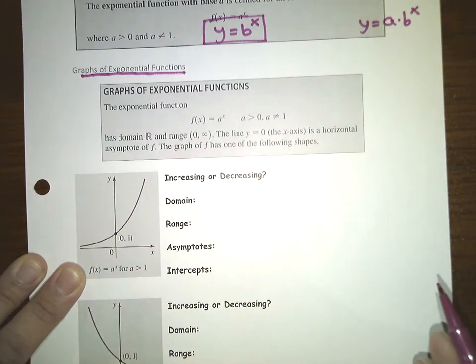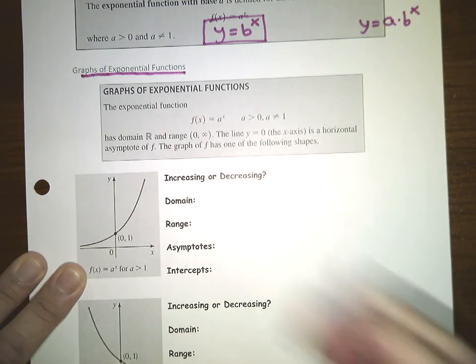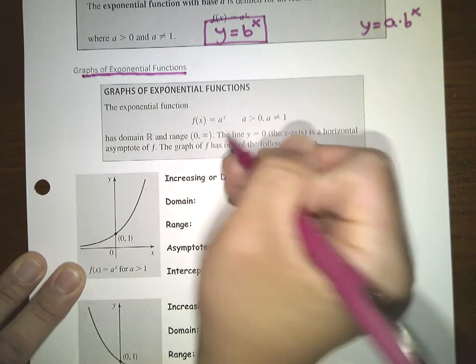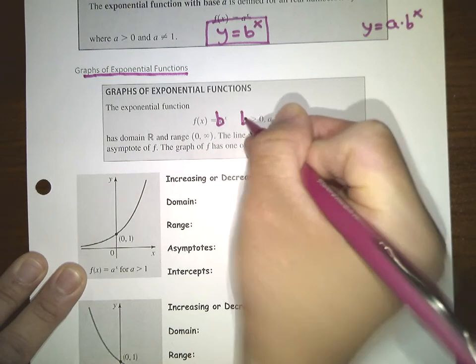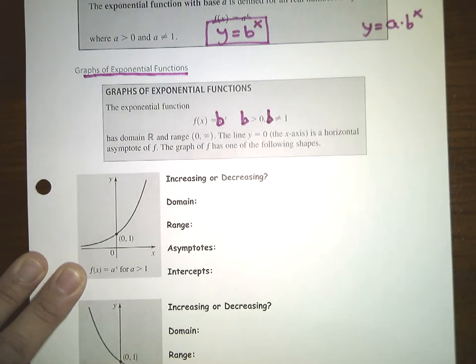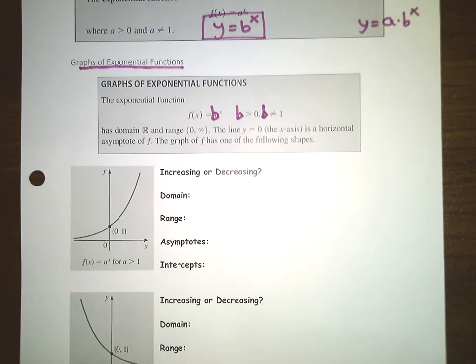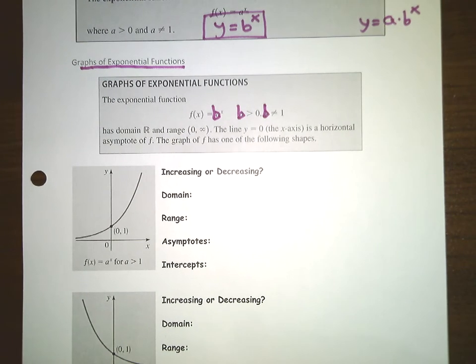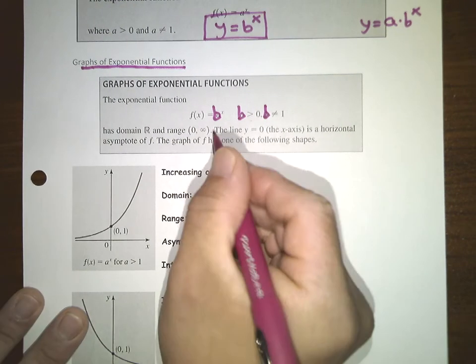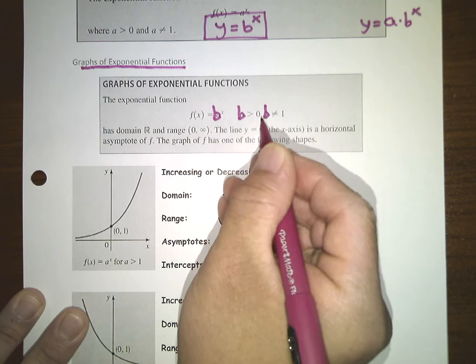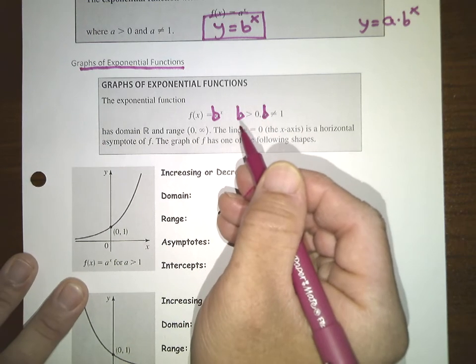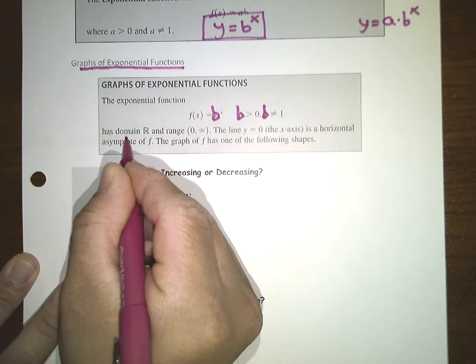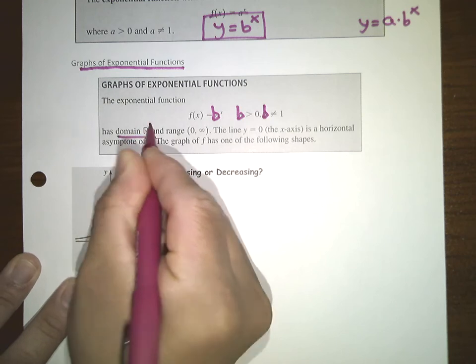Now, the one thing that you should remember is that this base, and I personally prefer the letter B for base rather than A. So if you want to use B so that you remember it's the base, that's fine with me also. But that base has to be greater than 0 and it cannot equal 1. And this basic exponential function has a domain of all real numbers.